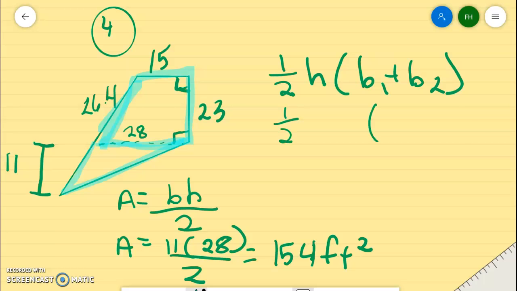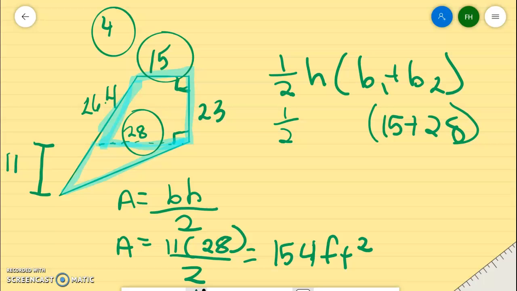So first let's start with our bases. Our two sides that are flat, that are straight, that are across from each other. So your bases here are the 15 and the 28. And then the height is going to be how tall it is. So that leaves you with 23 and 26.4. Well, how tall it is has to go straight up and down. It can't be slanted. That's why we use the 23.